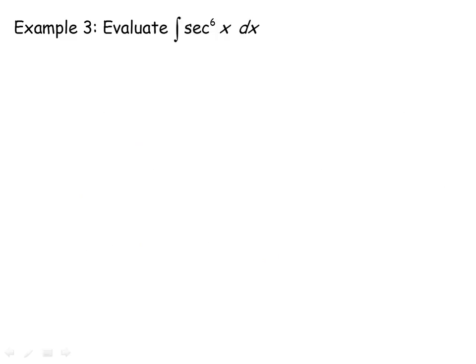So here we have secant to the 6x dx. Which case do we have? Case 1 or case 2? We have case 2. What does it tell you to do? It says to save a secant squared x, does it not? Well, if I pull out a secant squared x, according to algebra, what can I multiply to get my original problem?